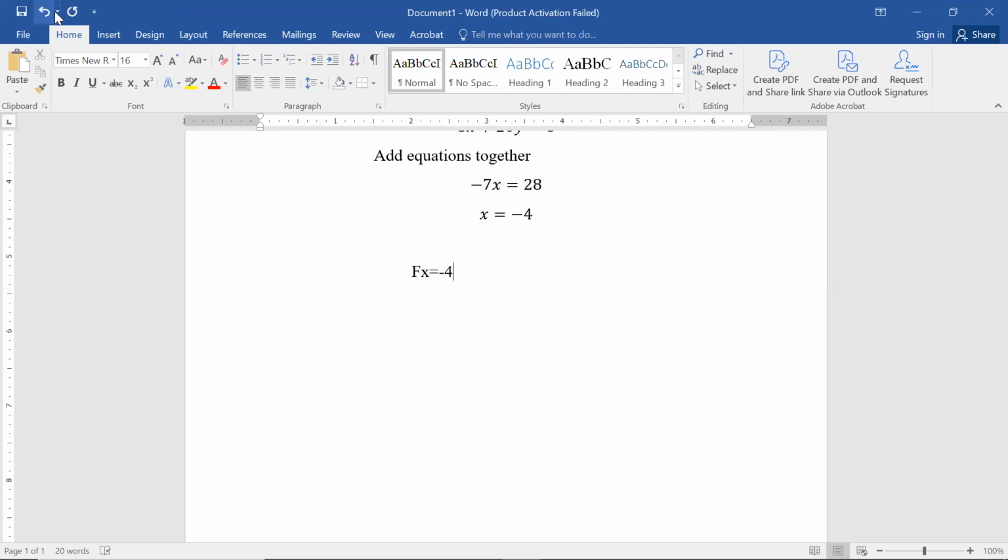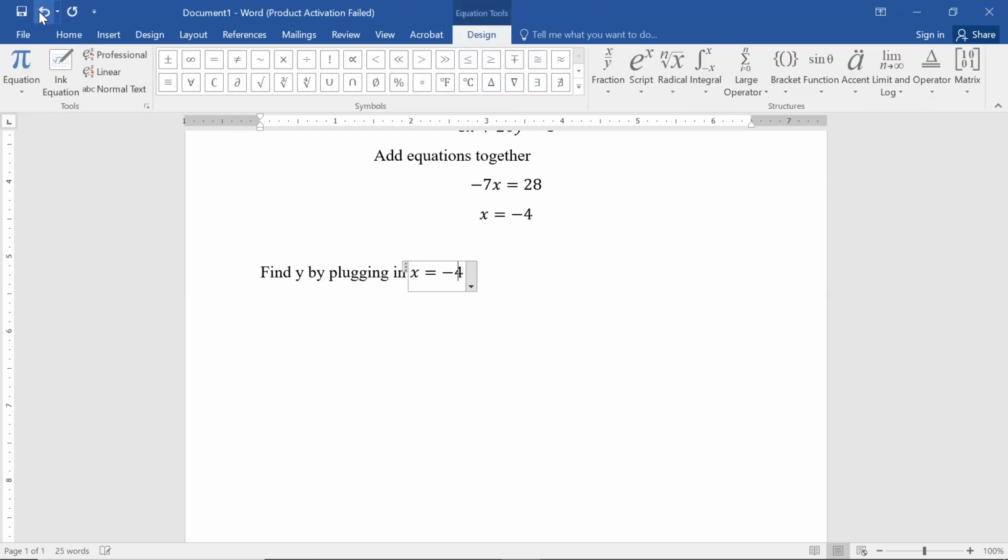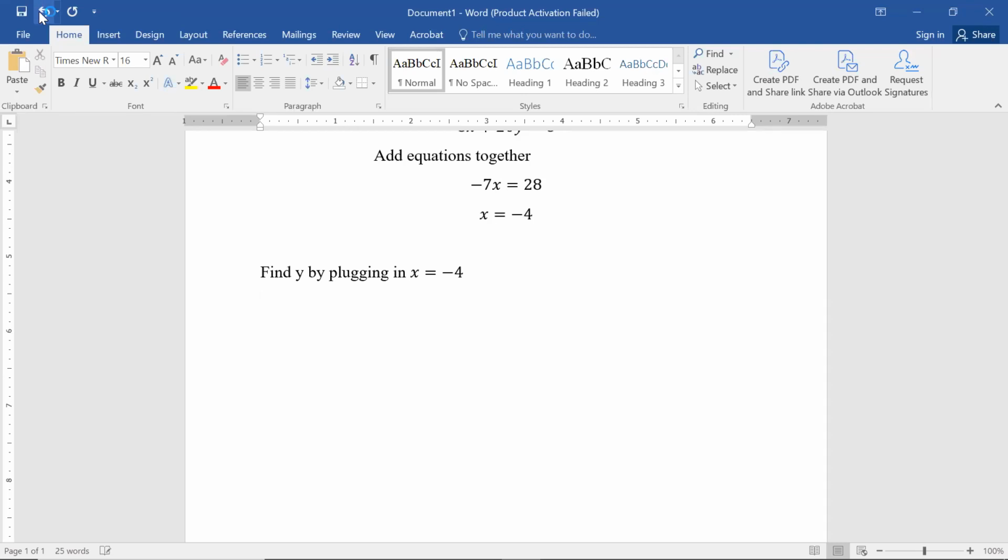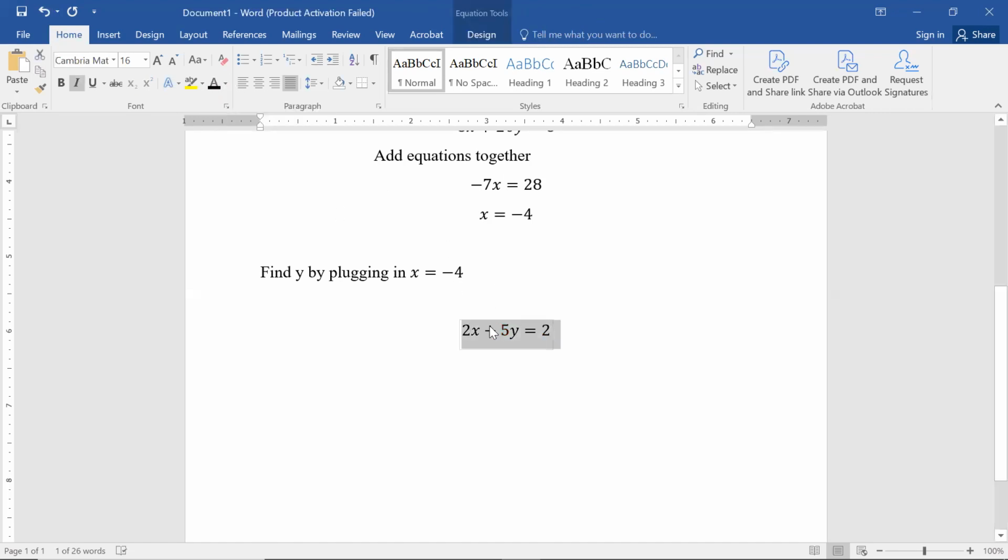Must hit the wrong number or something. So we have 2x plus 5y equals 2. Replace x with a negative 4, and then solve for y.